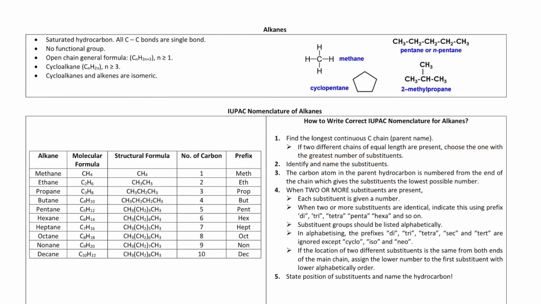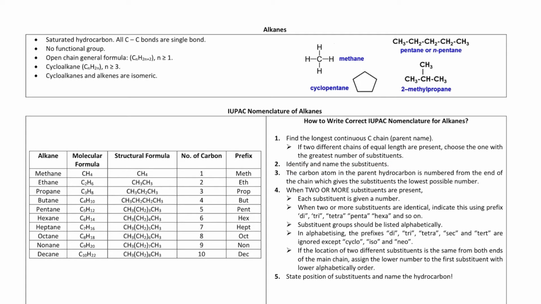Kadang-kadang kamu punya carbon chain tu ada dua arah. Kiranya satu arah ke kanan, satu arah ke atas. Tapi total bilangan carbon chain dia sama. Longest carbon chain dia sama. Okay, so pilih laluan yang substituent dia paling banyak. Okay, substituent tu adalah side chain lah. Okay, and then identify and name substituent.